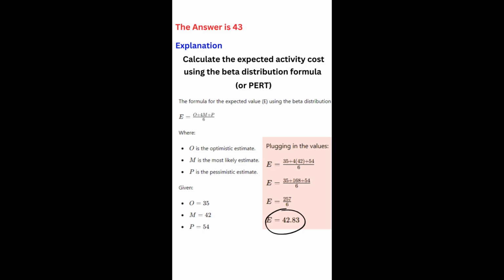Explanation. Calculate the expected activity cost using the beta distribution formula. E equals (O plus 4 times M plus P) divided by 6. So plugging in the values, the expected activity cost is found as approximately $42.83. And rounded to the nearest dollar, therefore the answer is 43.